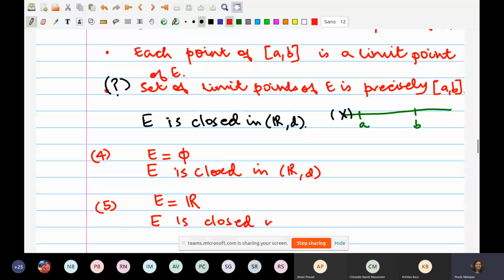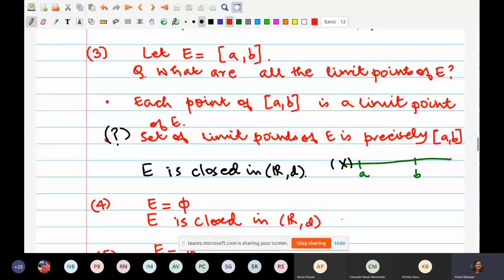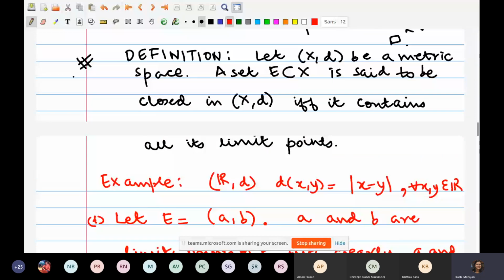Is this okay? I tried to give you some examples and some non-examples. Is this okay? Yes, ma'am. Okay. So let's go back to the definition of closed set. A set E subset of X is said to be closed in (X, d) if and only if it contains all of its limit points. And we saw some examples.